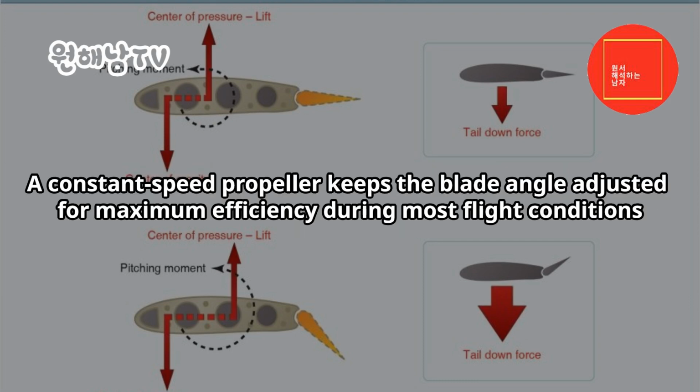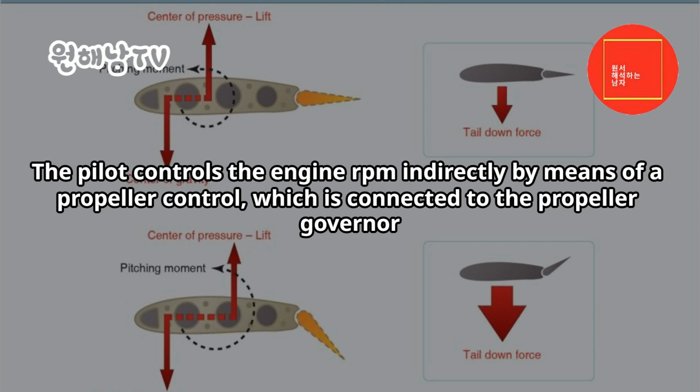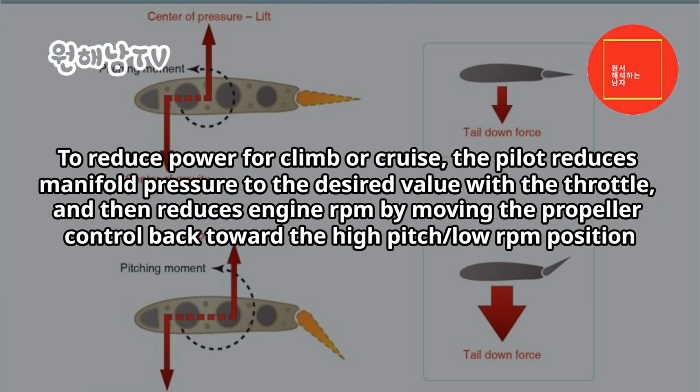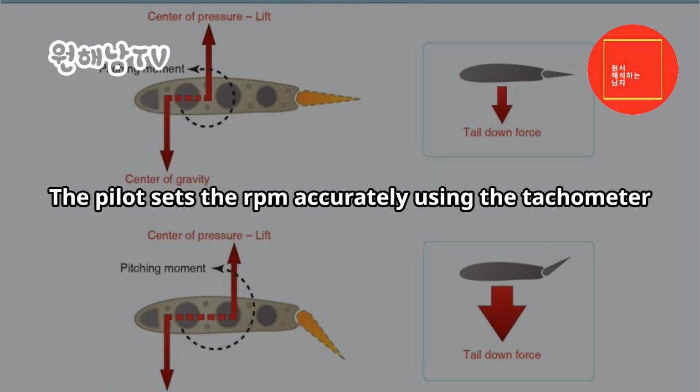Constant speed propeller. A constant speed propeller keeps the blade angle adjusted for maximum efficiency during most flight conditions. The pilot controls the engine RPM indirectly by means of a propeller control, which is connected to the propeller governor. For maximum takeoff power, the propeller control is moved all the way forward to the low-pitch high RPM position, and the throttle is moved forward to the maximum allowable manifold pressure position. Figure 12-6. To reduce power for climb or cruise, the pilot reduces manifold pressure to the desired value with the throttle, and then reduces engine RPM by moving the propeller control back toward the high-pitch low RPM position. The pilot sets the RPM accurately using the tachometer.